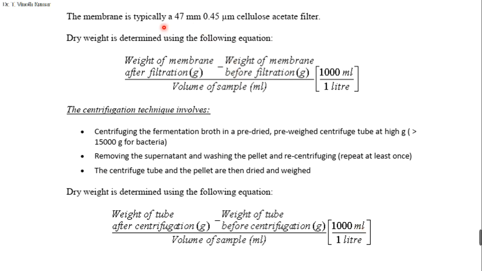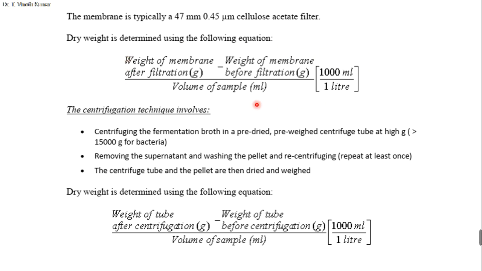Just now I said, typically 47 mm, that is 0.44 and 0.45 micron cellulose acetate filter or PTFE filter, no problem. Dry weight is determined using the following equation: the weight of the membrane after filtration, in grams, minus the weight of the membrane before filtration, that is the difference value, divided by the volume of the sample, that is, how much volume of the sample you use for the filtration process, multiplied by 1000 ml divided by 1 liter. This is the calculation part. This is a very important component, and you should remember this formula for your dry weight or biomass calculation.